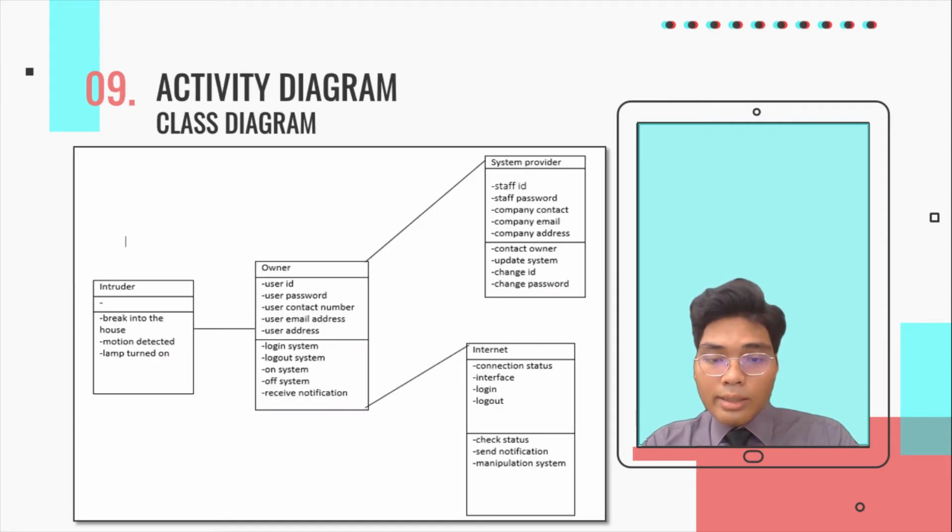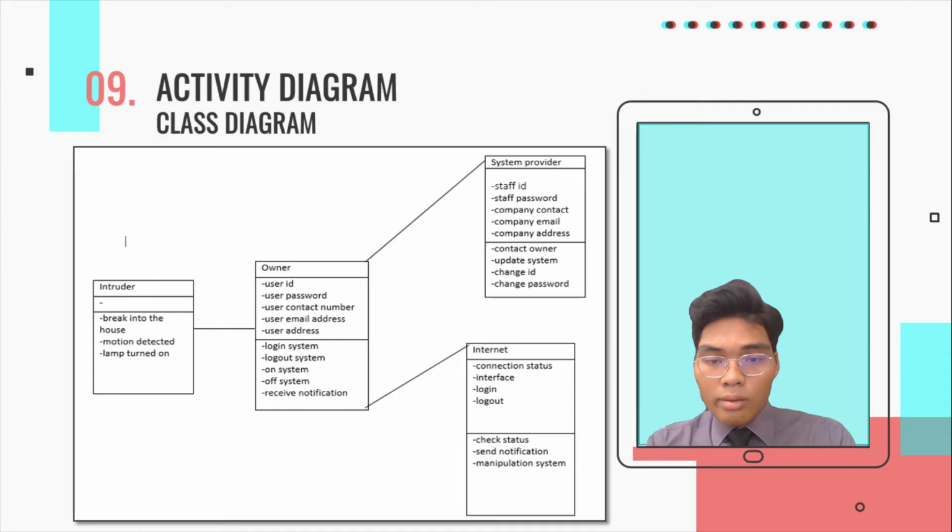So the next one is the class diagram. So we have 4, which is the owner, the system provider, internet, and intruder. So the owner has user ID, user password, user contact number, user email address, and user address. The owner can log in system, log out system, on or off system, and receive notification. So the system provider have staff ID, staff password, company contact, company email, company address, can contact the owner, update the system, change ID or password if the owner want to.